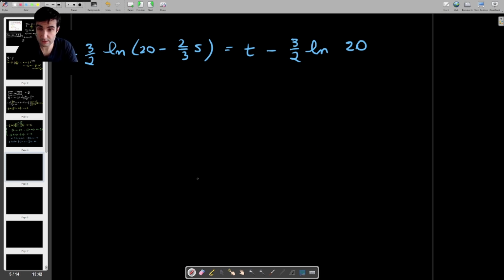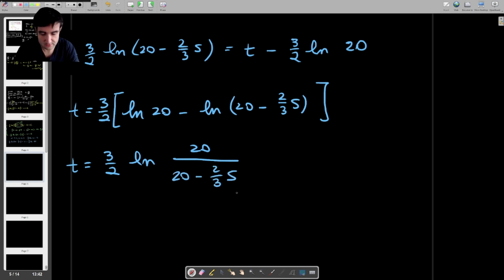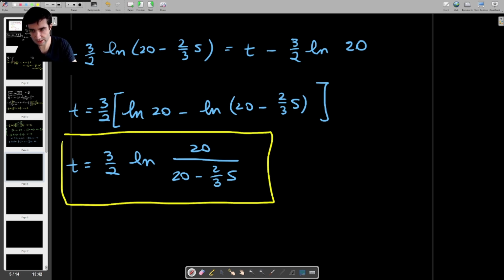Let's try to get time instead of distance as the subject. So we're going to isolate time, and time is going to be 3 over 2, and then we're going to have ln of 20 minus ln of 20 minus 2/3 s. And if we use the log properties, this is the same as 3 over 2 ln of 20 divided by 20 minus 2/3 s. Okay, so this is what we ended up with.